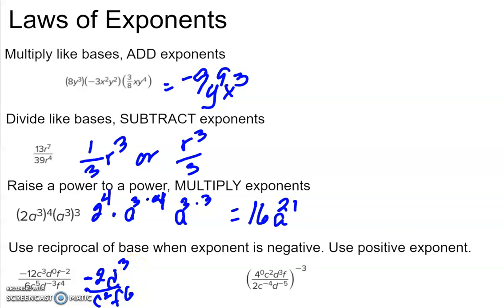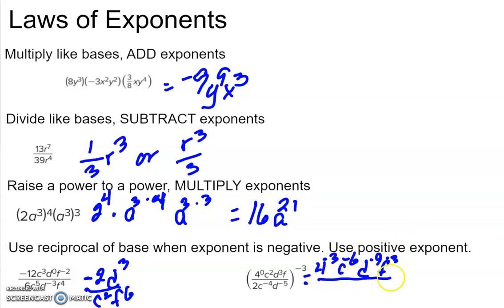In our last example, I have fractions involved here. I have to raise everything to the negative third power. So I'm going to do that first before I simplify. So 4 to the negative third power, c squared to the negative third power would be c to the negative 6. d, 3 times negative 3 is negative 9. And then f to the negative third.